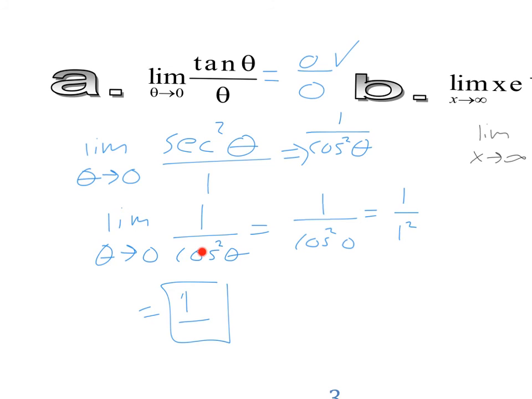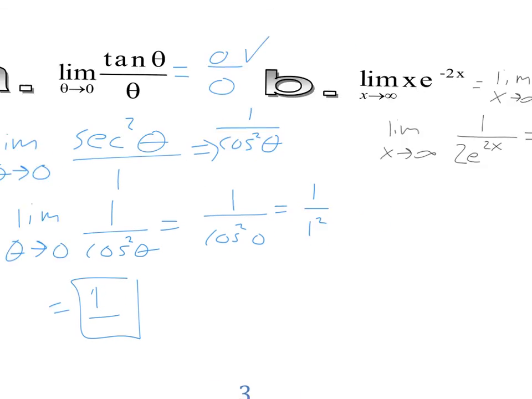So now we can evaluate. Let's plug in a 0. 1 over cosine squared of 0. Well, cosine of 0 is just 1, and 1 squared is 1. So this whole thing is just 1 over 1, which is 1. Pretty easy. Let's go to the next one here.